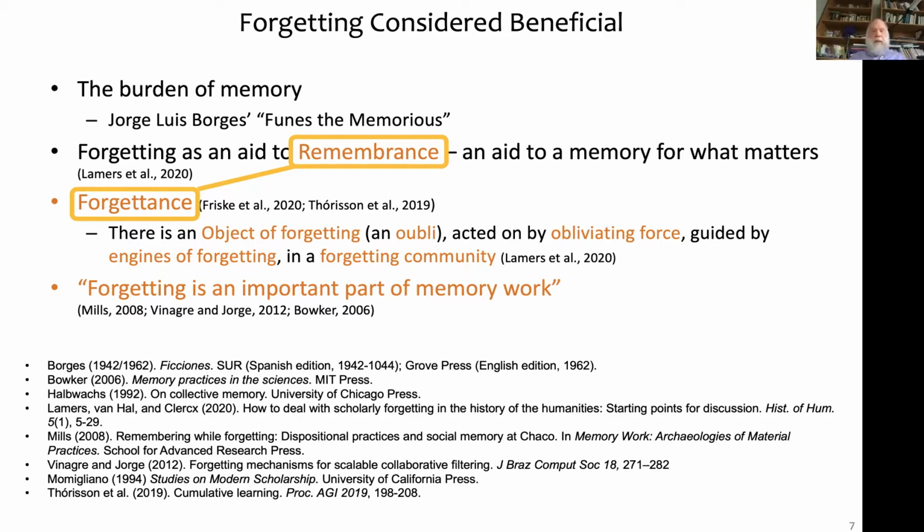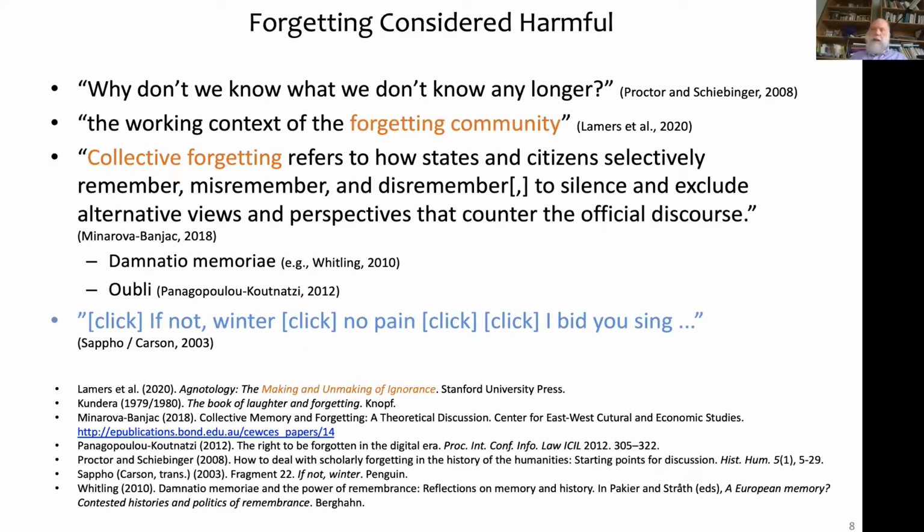And a number of people have concluded, and rightly so, that forgetting is an important part of memory work. We try to remember what matters. We try not to remember the stuff that's just going to get in the way or distract us. But forgetting can also be harmful. Proctor and Schiebinger complained over a decade ago, why don't we know what we don't know any longer? And Proctor has really pursued this in very, very interesting ways. Lamers, we cited this a moment ago, speaks of a forgetting community, a community that forgets together, that perhaps comes to agreement about what to forget, or perhaps doesn't. And when we get to the data silences, we'll talk about some differences of opinion in that.